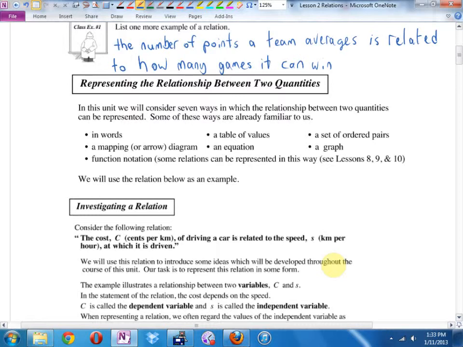An equation, y equals 3x plus 2. The number of stars equals 2 times the number of dots, or the number of figures plus 2, whatever the equation was. And a graph. And the last one is function notation. In fact, function notation is what we're going to spend a lot of time on.